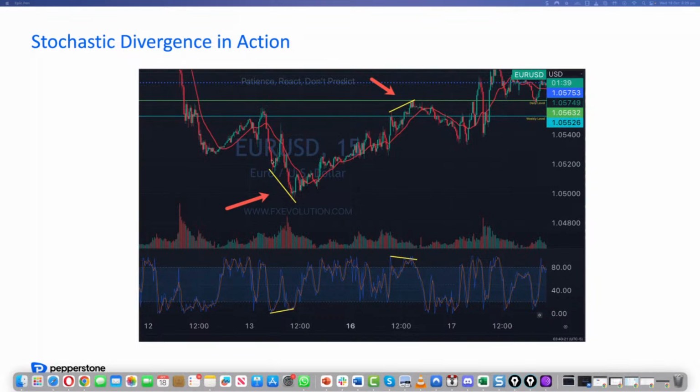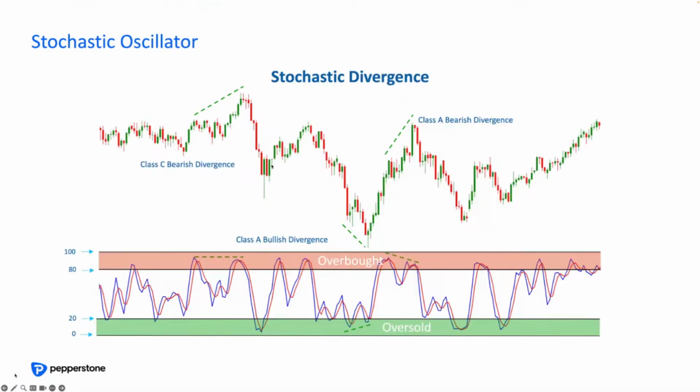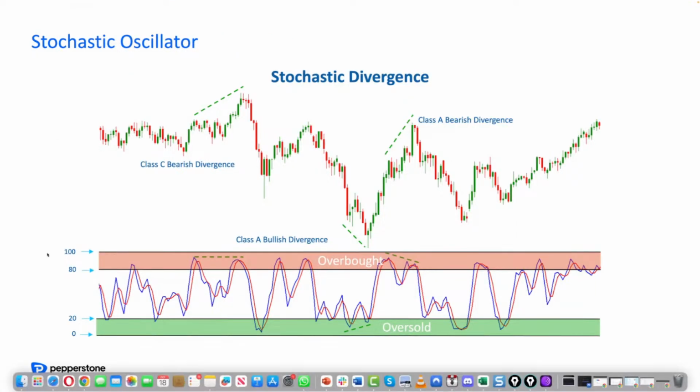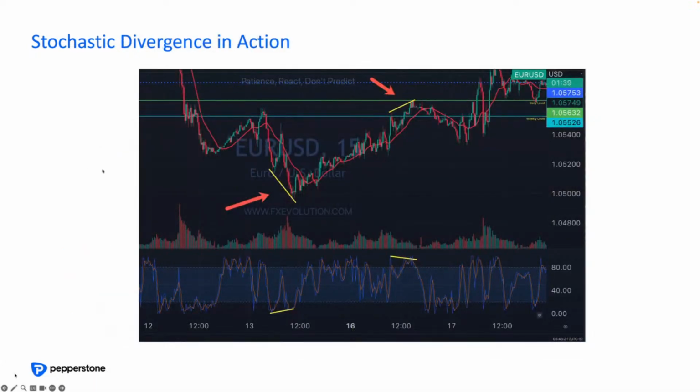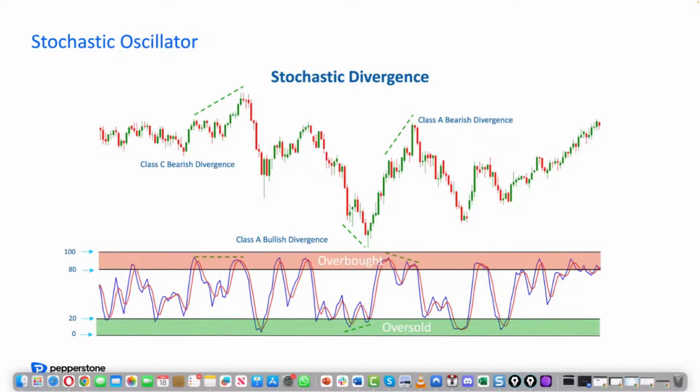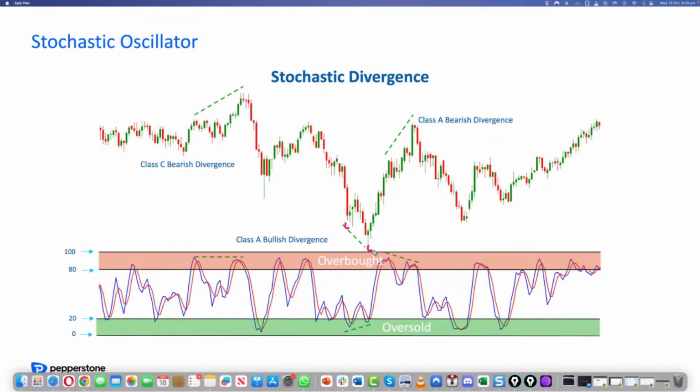So can these be used in conjunction with other techniques? The simple answer is absolutely they can. One of my favorite ways of doing it, we'll just go back to that previous slide, is to understand that when we have, let's say, a market change of trend, let's say we have a low over here. We'll just go back here for a second and load this up. We've got a low here, and we've got a lower low, and we breach through this high.